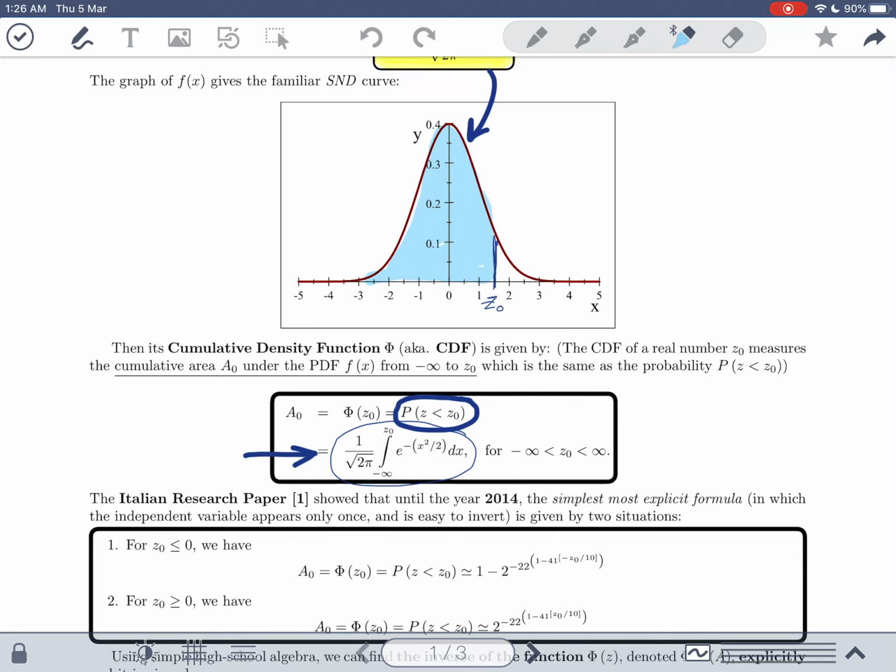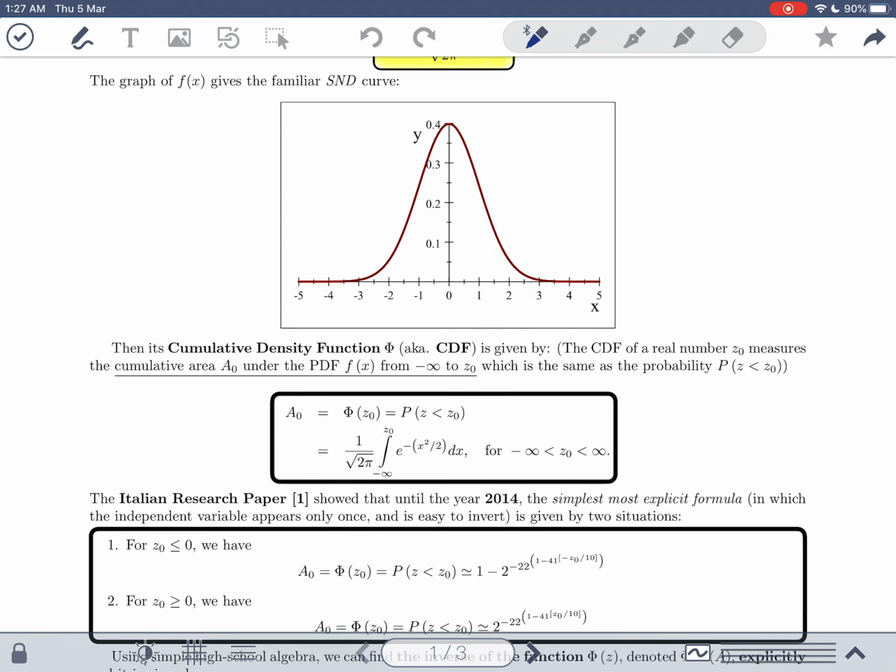Everything here has this formula that you can see there. It just tells you to integrate the PDF function from negative infinity up to z0. Okay, so we can also see what this looks like. You notice, for example, that since the entire area under the standard normal curve is 1, if you stop at 0, then the area before 0 must be 50%, or exactly half.